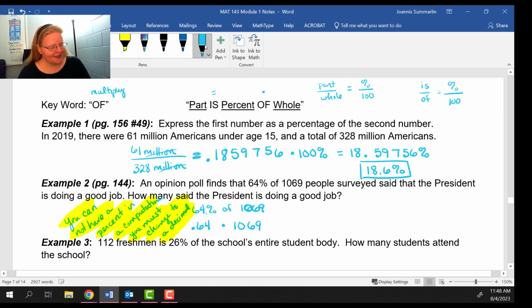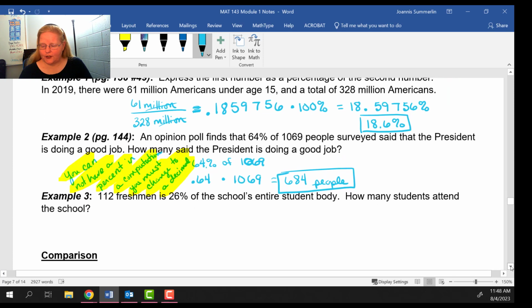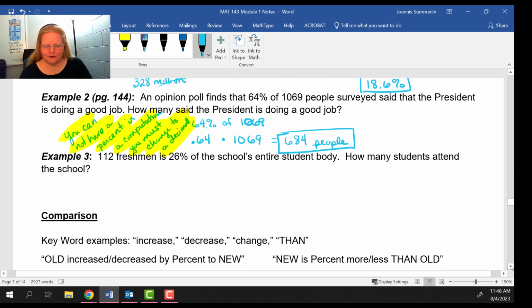So, when you multiply this out, you get that it is equal to 684 people. Because you want to round to the nearest person. You don't get exactly 684 people. I'm just saying, you want to round to the nearest person though. You don't want to leave it at a fraction of a person. That's not nice.